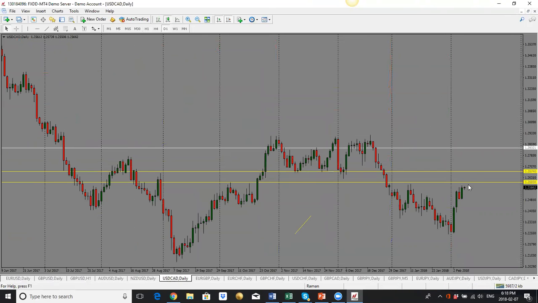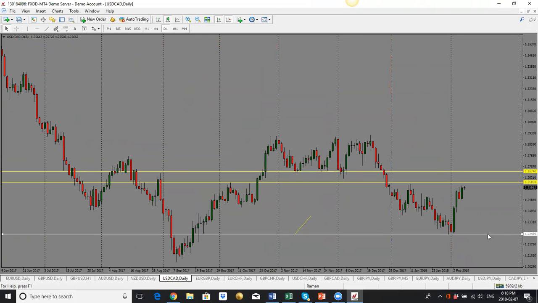Dollar CAD here is bullish, and price is showing a very bullish candle close. Price looks like it wants to move higher. The first target would be 1.2600, and the second target the 126.80 level, back into the support and resistance area. So we're looking for price to push up higher for dollar CAD.